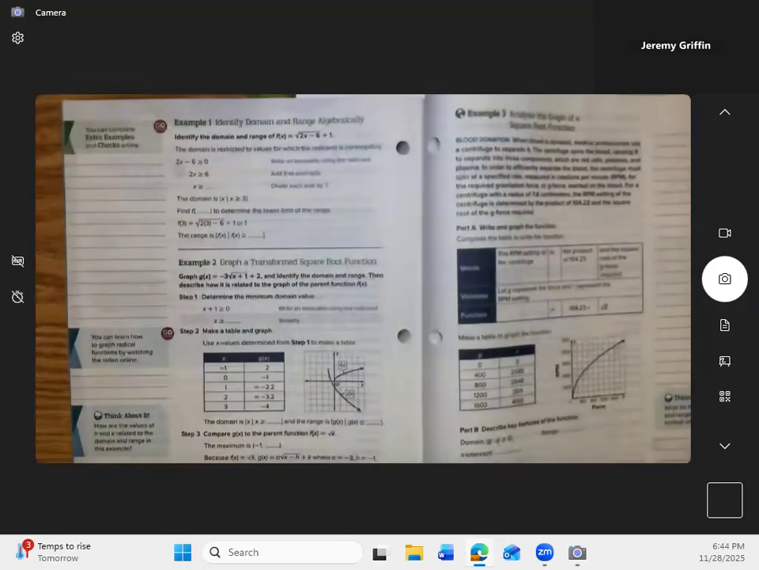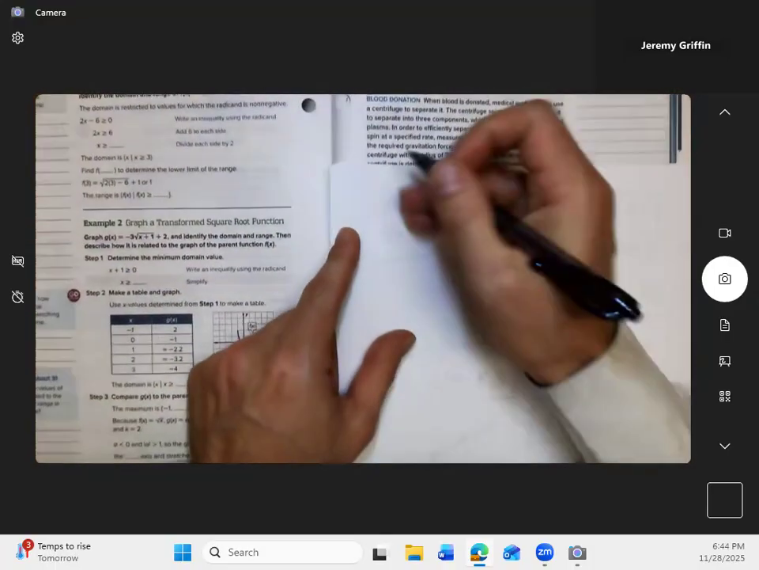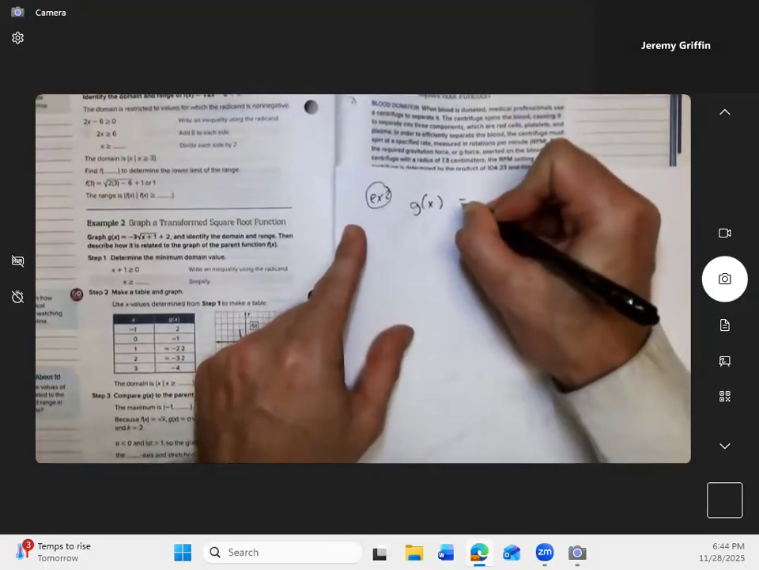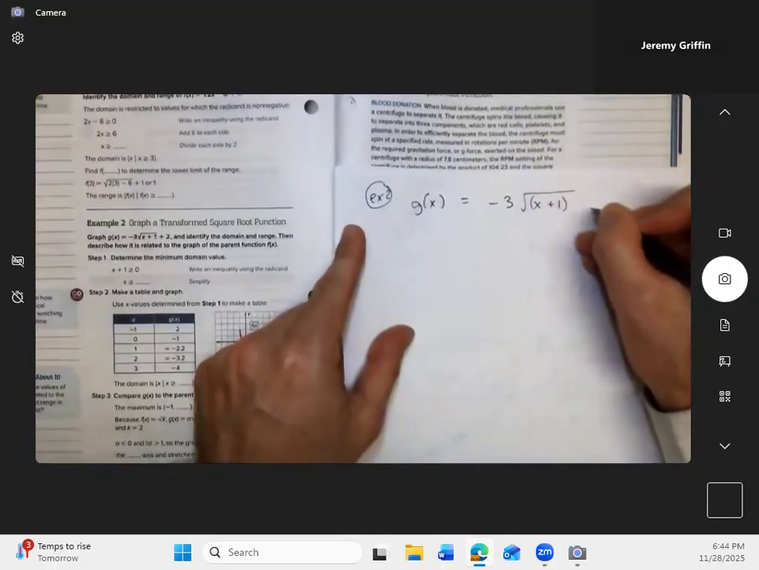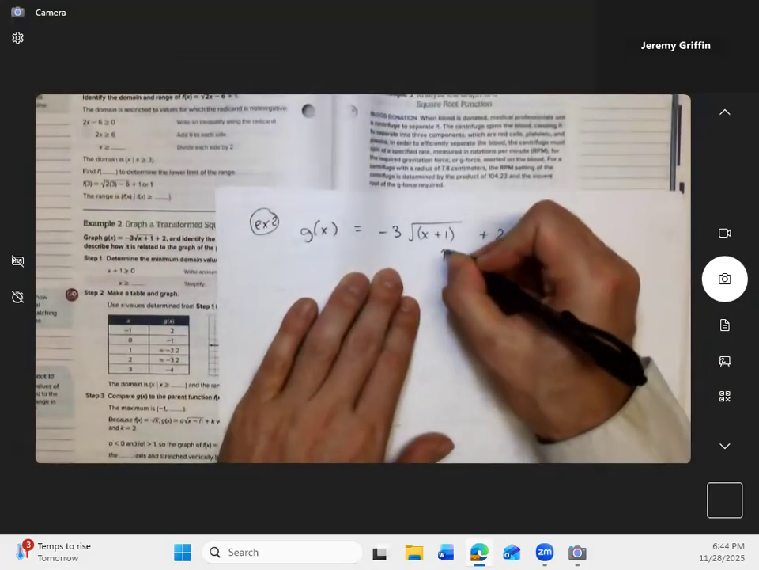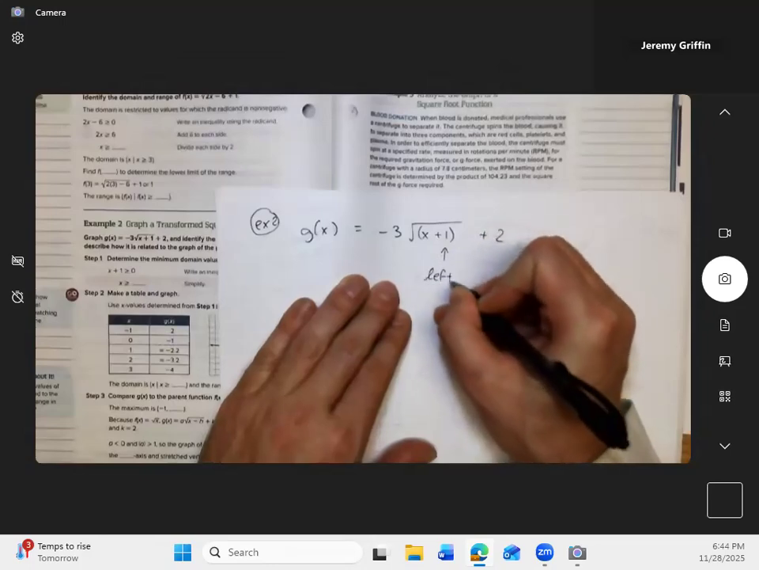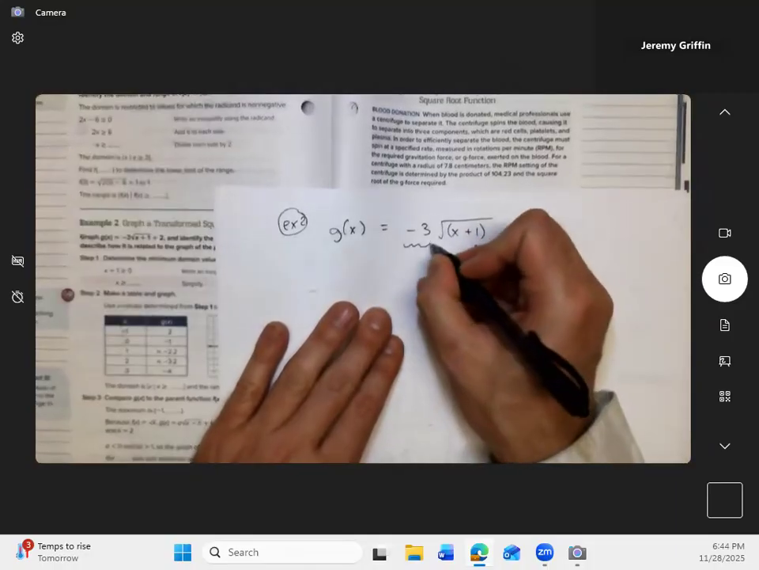Keep going. Example 2. Graph a transformed square root function. Kind of what we just did, but let's check this out. We got g of x equals negative 3 square root of x plus 1, and the whole thing is plus 2. Let's break this down. I think the first thing we do is say plus 1 inside the radical moves it to the left 1 unit.